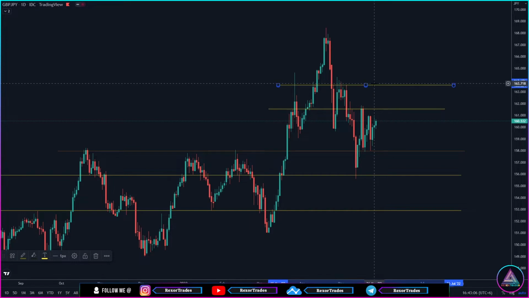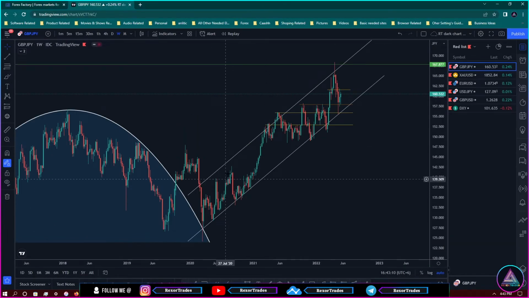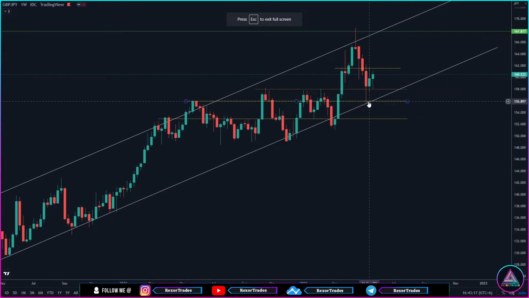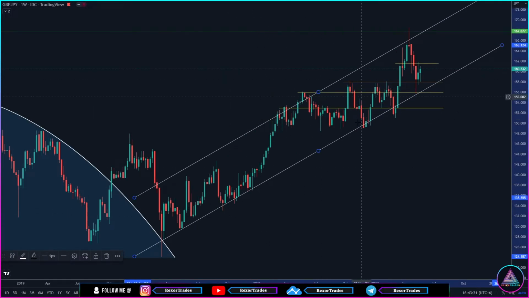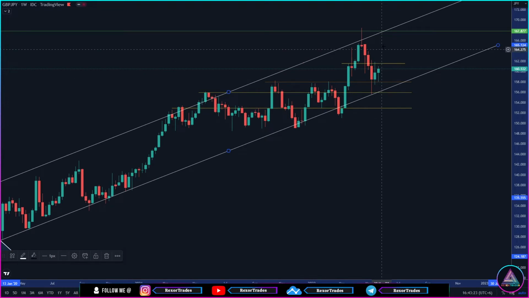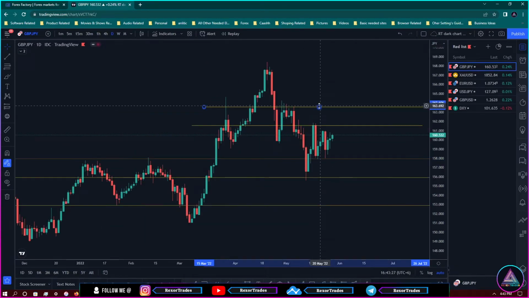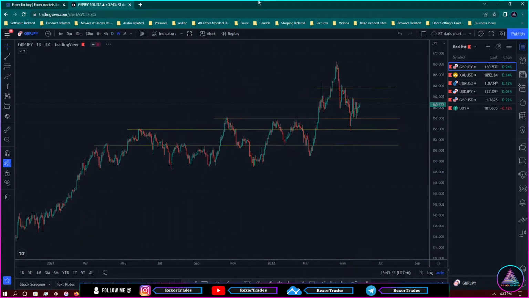A break and close above this key zone might lead GBPJPY to continue its uptrend channel move that it started all the way from here to all the way over here, giving us the idea that it faced support around this key zone and made a retest to this uptrend line of this uptrend channel and is moving up with a further bullish move. If it makes a break and close even above this key zone with a further bullish move, then it would be continuing its uptrend channels that it has been continuing for a really long time.